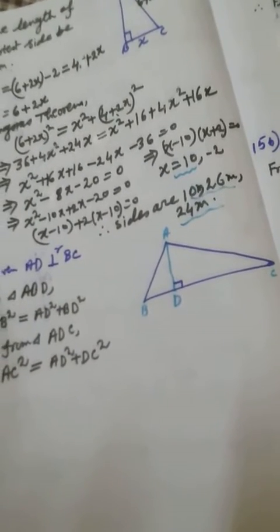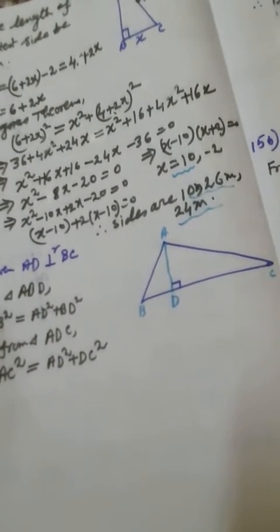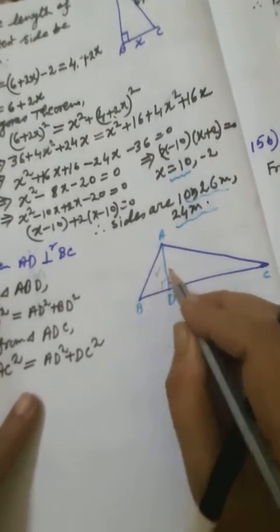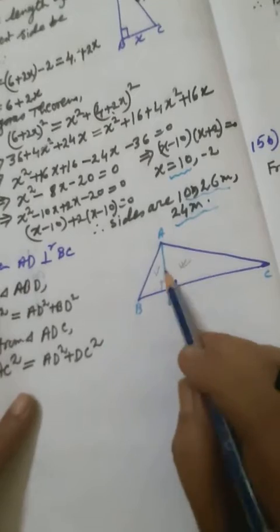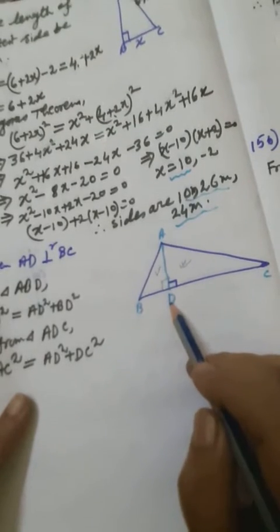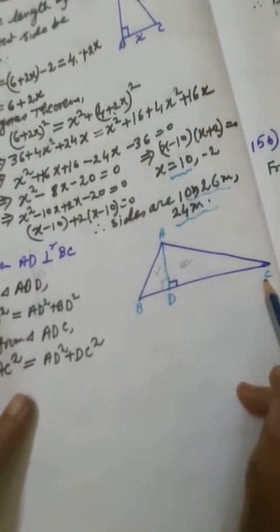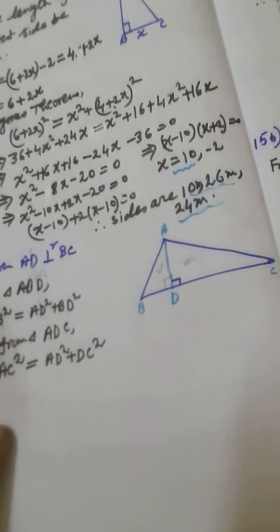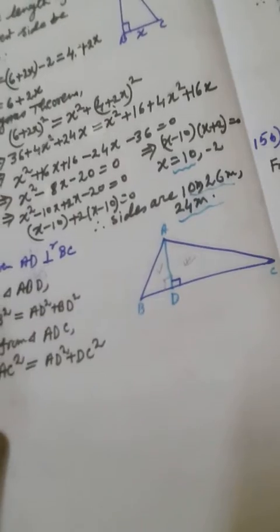Now how many right angle triangles did you get here? There are practically two right angle triangles. One is the small one and this is the other one. That means one is ABD, the other one is ADC triangle. There are two right angle triangles and we have to prove the relation.